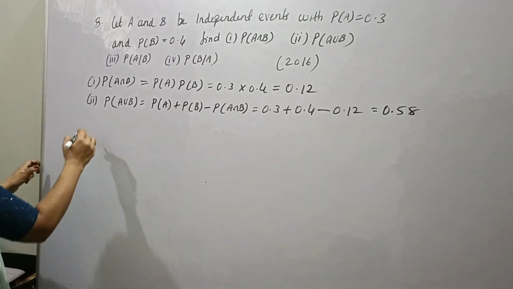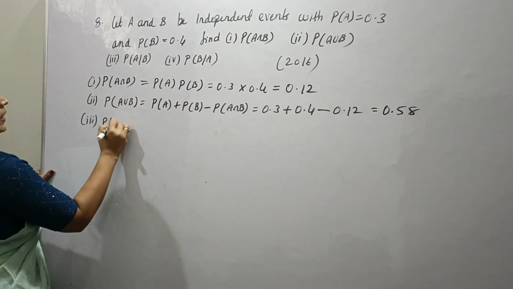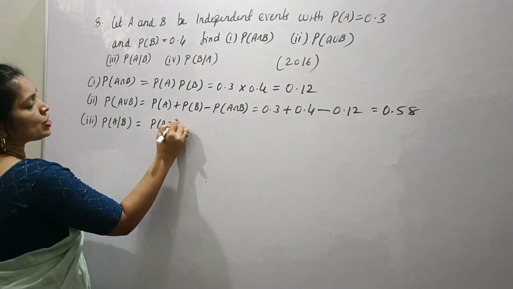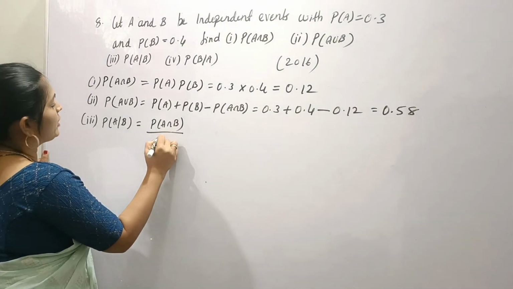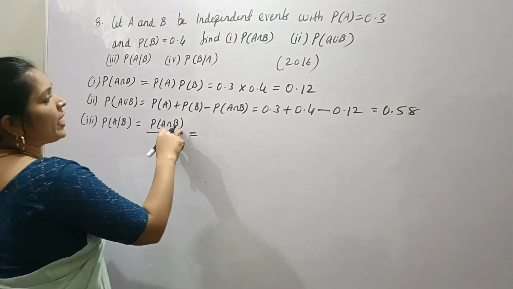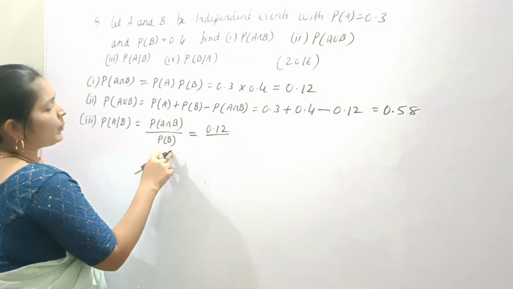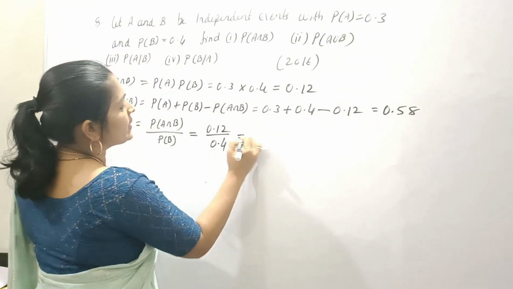Next is the third one, probability of A given B. That is probability of A intersection B, using the conditional probability formula: probability of A intersection B divided by probability of B. That is equal to 0.12 divided by 0.4, that is equal to 0.3.